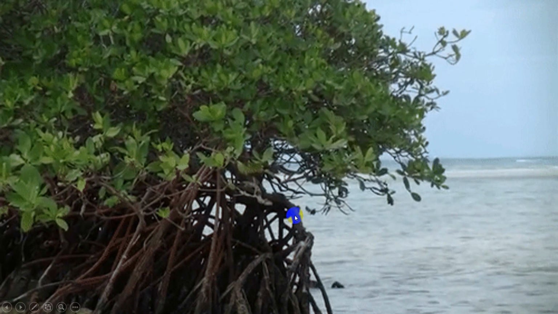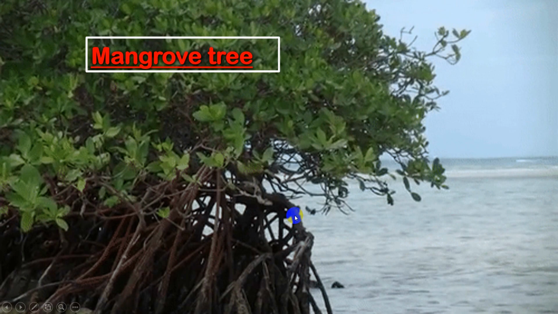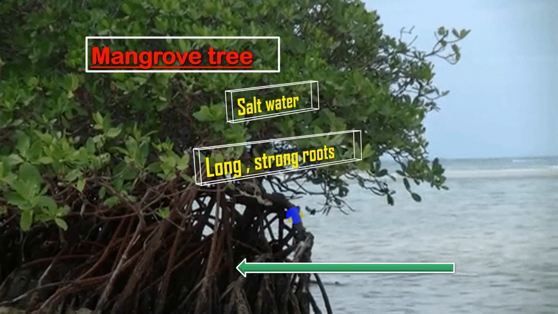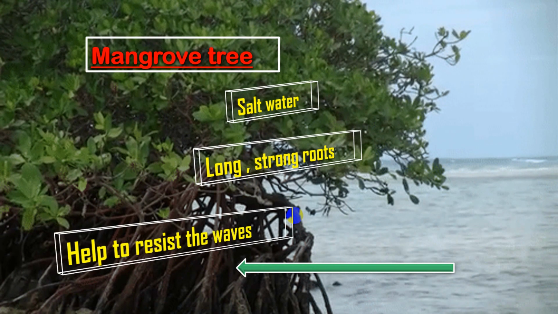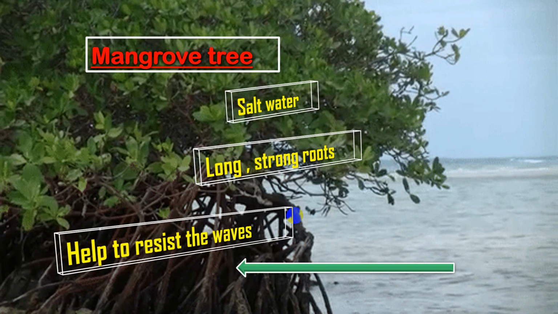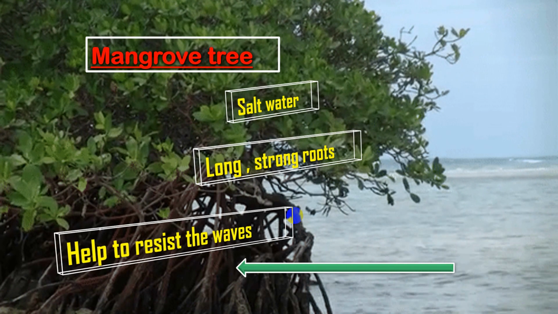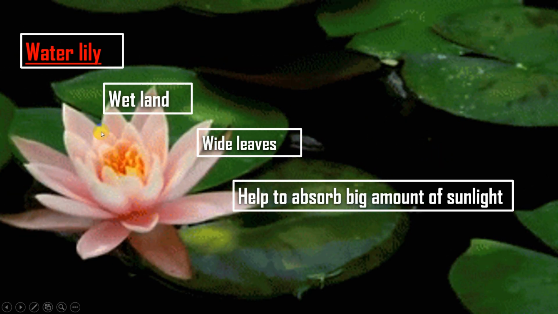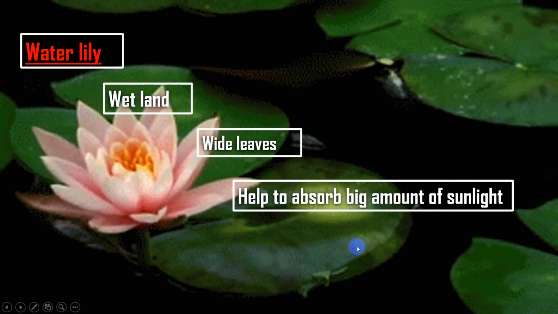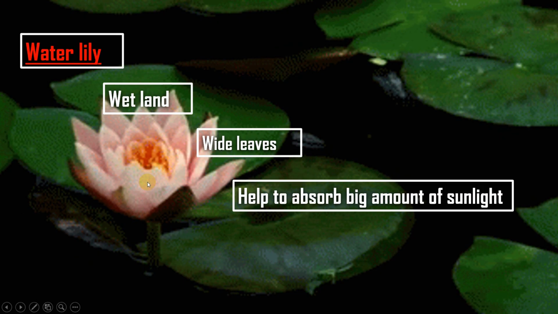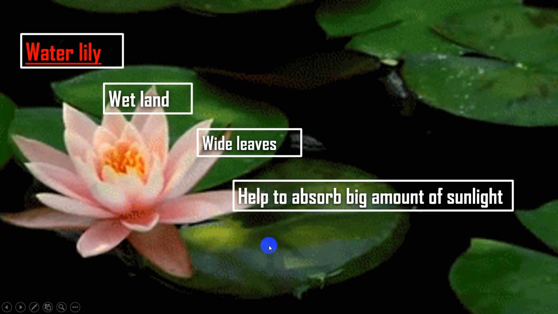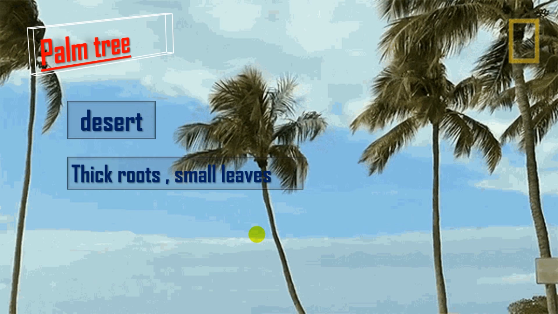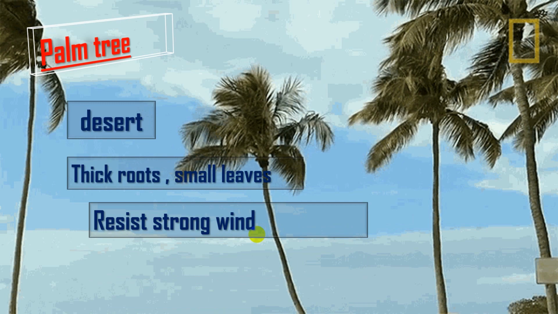So let's talk about the mangrove tree. The mangrove tree is another example of plant adaptation. This tree lives in salt water and has long, strong roots, and these roots help it resist the waves. We also have something called a water lily. As we can see, this is a water lily, and it lives in wetlands with wide leaves, and these wide leaves help this plant absorb a big amount of sunlight.